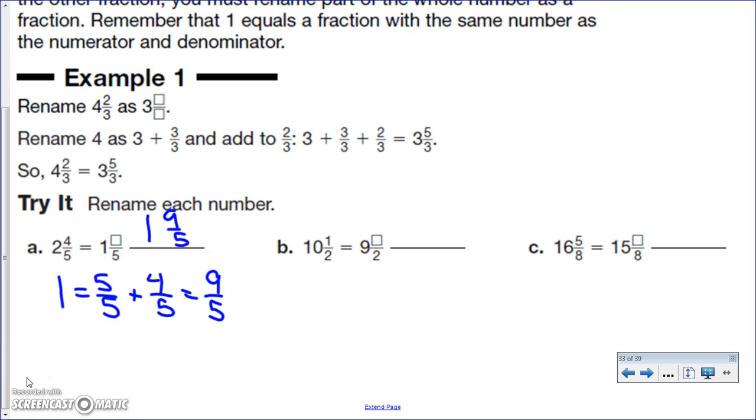For B, we have 10 and 1/2, so they borrowed 1 whole from the 10, so we drop it down to 9. That 1 whole equals 2 halves. Then we're going to add the original 1/2 from the 10 and 1/2. So now we have 3 halves as a fraction, so that's going to now go back up with the 9. So now instead of 10 and 1/2, we have 9 and 3/2.